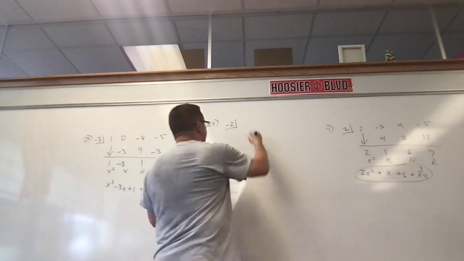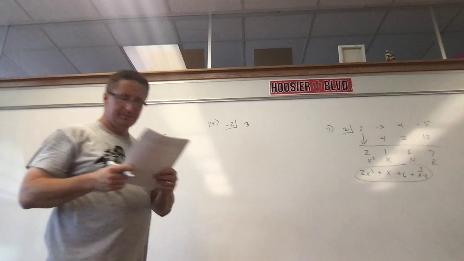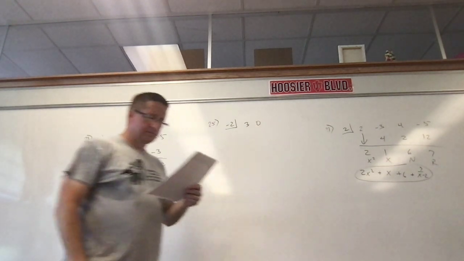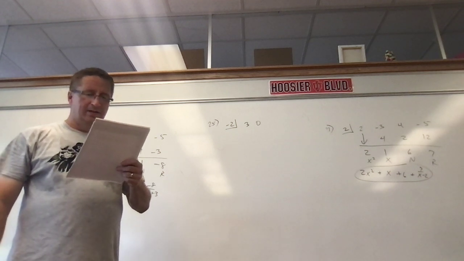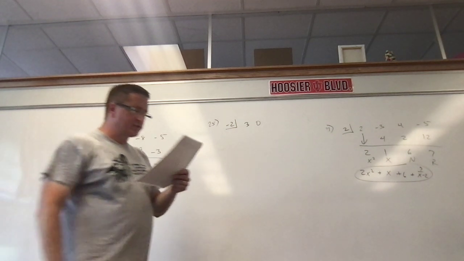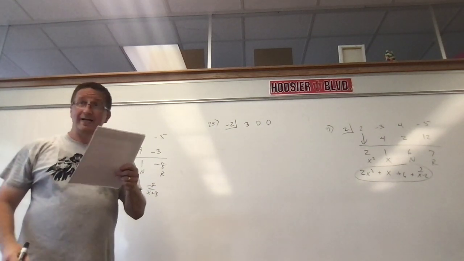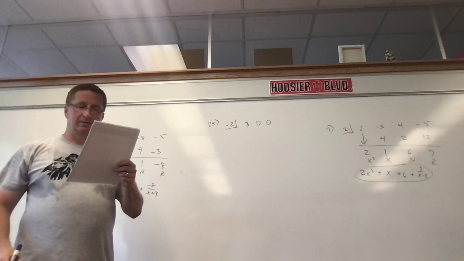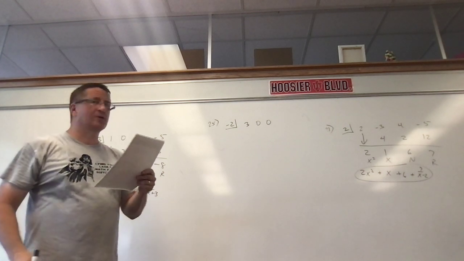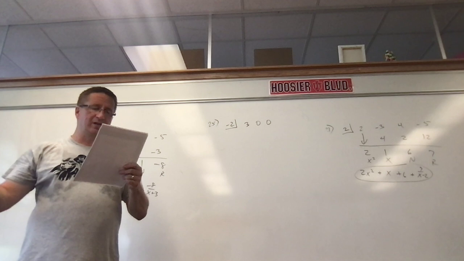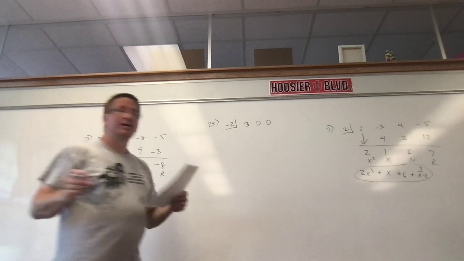Top line is going to be 3. Then what? 0. Then what? How come another 0? There's x to the 5th. There are no x4s. There are no x3s. So I need another 0? No, actually I have no x4s, no x3s. I do have an x squared.